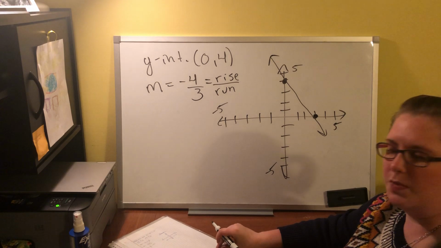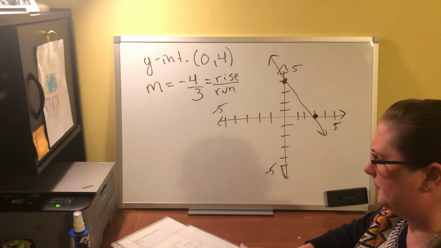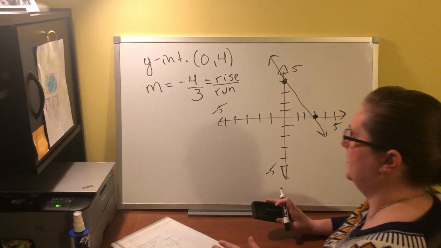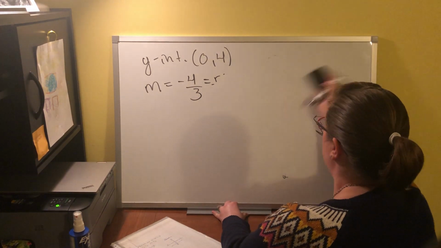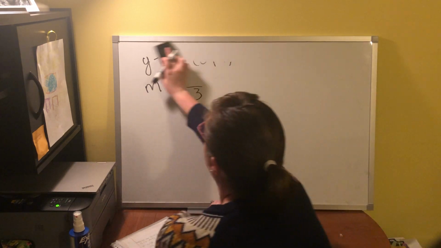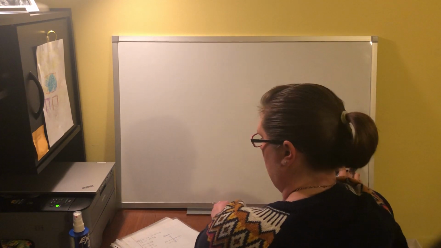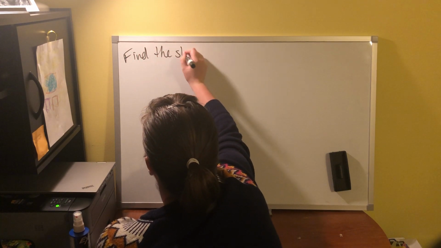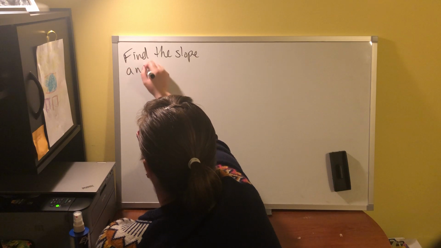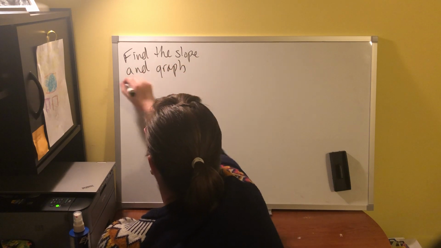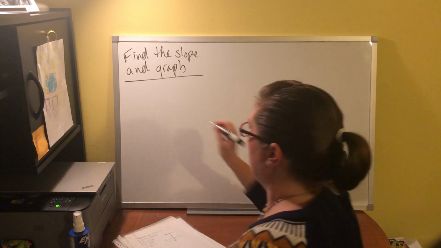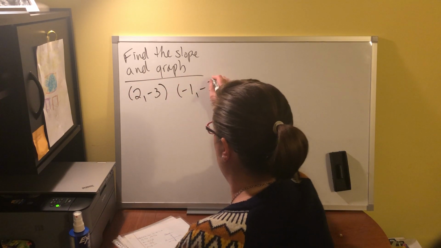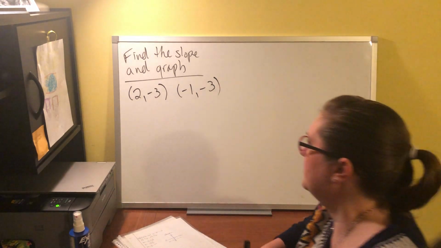Not too bad. So I hope that's not too difficult for you guys. I hope it's making sense. All right, so now we need to do one where we're putting all of this together that we've done this whole section. So they're going to ask you to find the slope and graph, and they're going to give us (2, -3) and (-1, -3), okay?